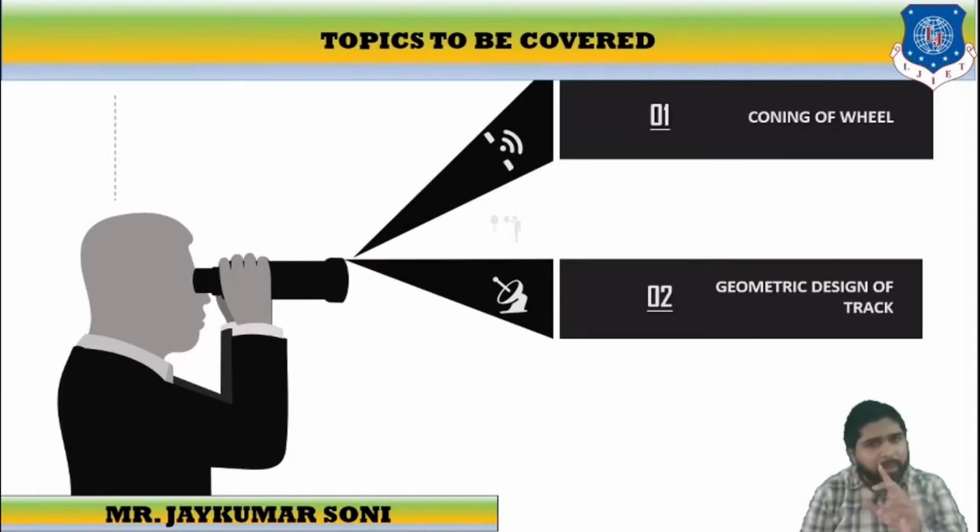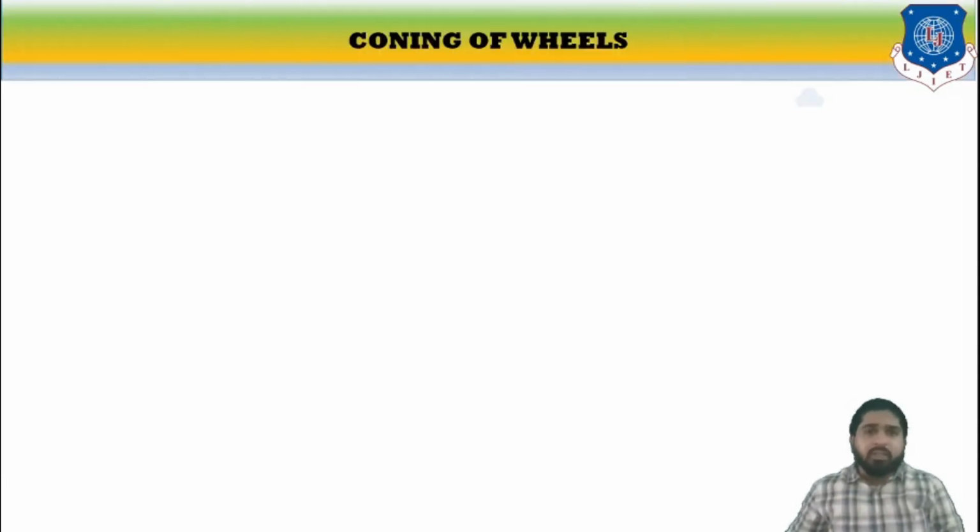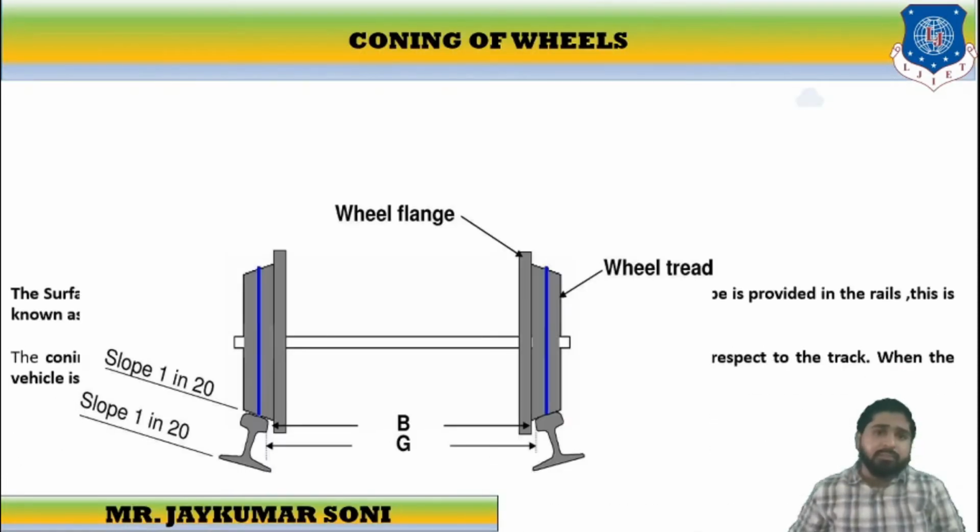The shape of that particular wheel was flat or not? Was it totally flat? No, the shapes were not totally flat. And what is the reason why the particular shape of that wheel is not kept totally flat? That is what we are going to learn in the topic of coning of wheel. And then we'll learn about the geometric design of track. So let us learn about coning of wheels.